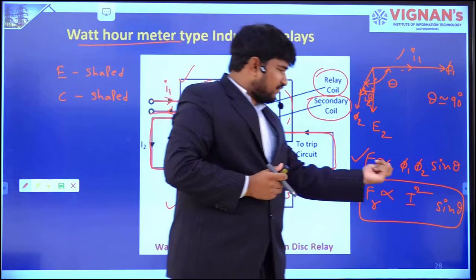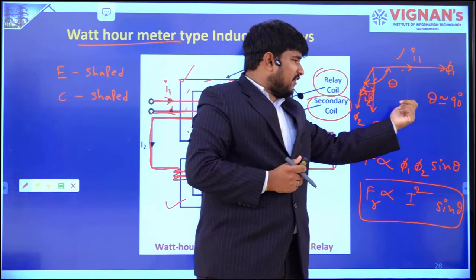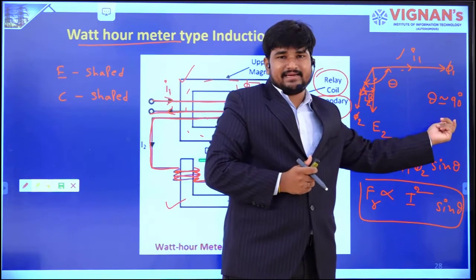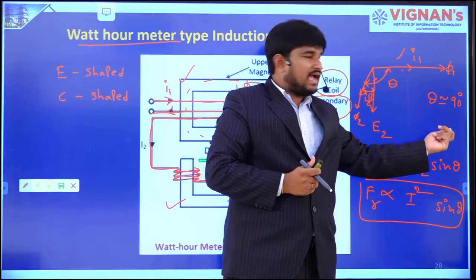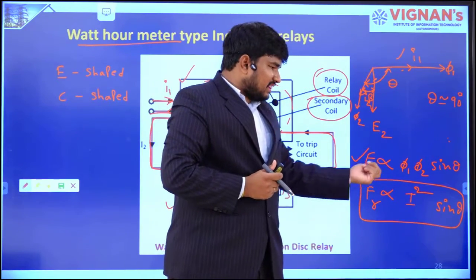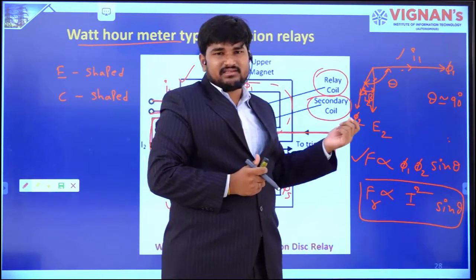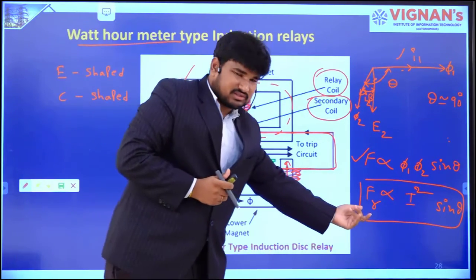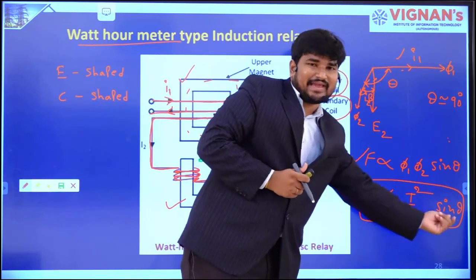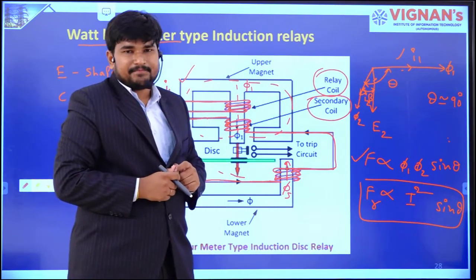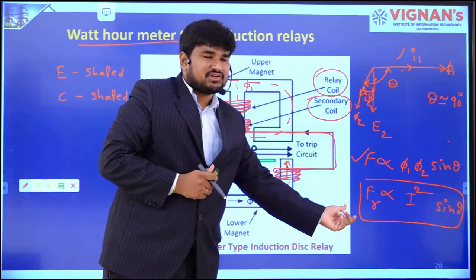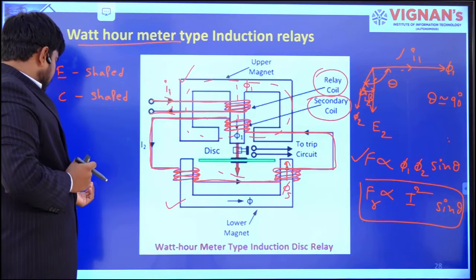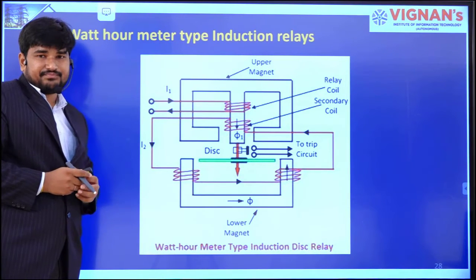For example, if you adjust the beta, the theta will be 90 degrees. And the phi2 is also because of phi1 only, right? That is the actuating quantity I. That's why the total force is directly proportional to square times of current into sine theta. So this is the operation of watt hour meter type induction relay.